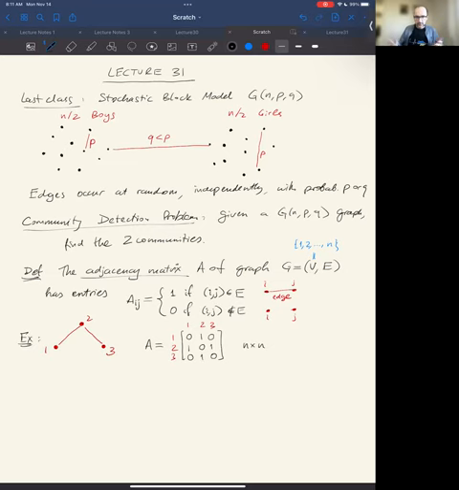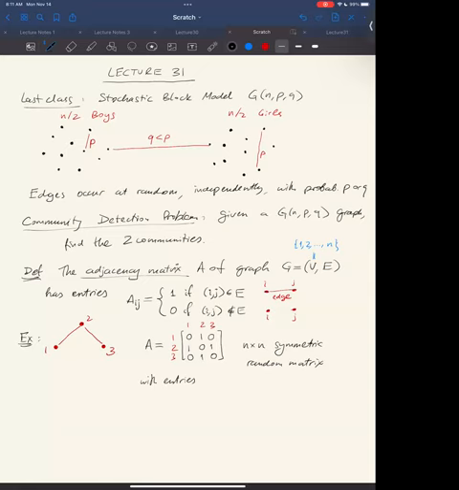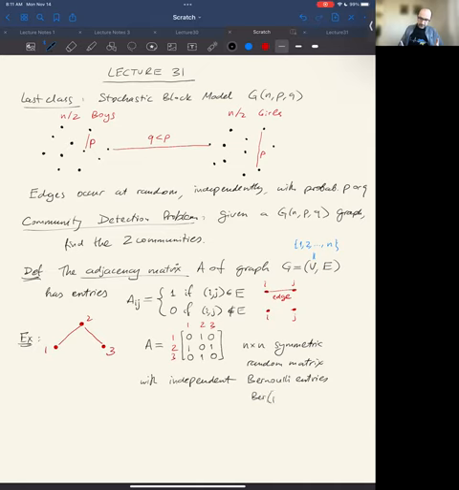N by N, generally N by N symmetric, random. In our case, it will be a random matrix because we draw the edges at random. In fact, the entries are either 0 or 1. And what is this random variable called that's either 0 or 1? Bernoulli. Thank you, Kat. So with independent Bernoulli entries. Either they're Bernoulli with probability P of being 1, or Bernoulli with probability Q of being 1, depending on whether it's mixed gender or same gender.